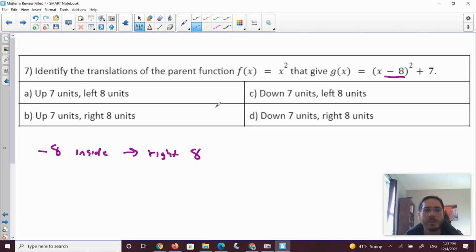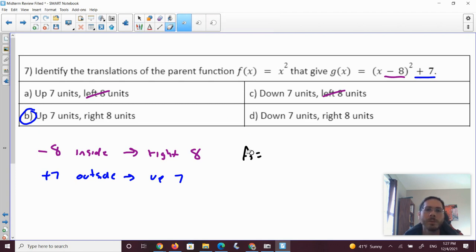So if I look at my choices, that's left 8, that's left 8. On the end, this is going to be my up and down motion. We've got a positive 7, so this means we're going to go up 7. So this is the choice that says up 7 and right 8. And again, we did some of these in Unit 1, so this is kind of what we did in Unit 1. If you want, you can also use the formula from Unit 2.